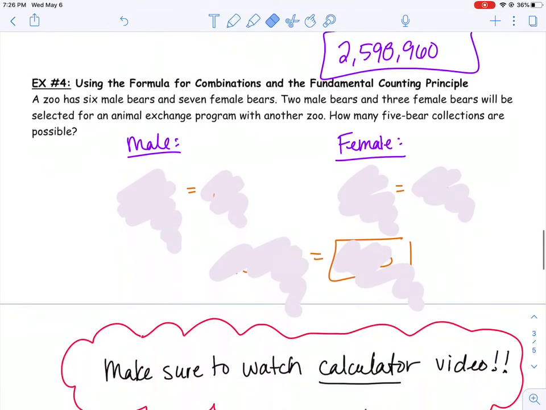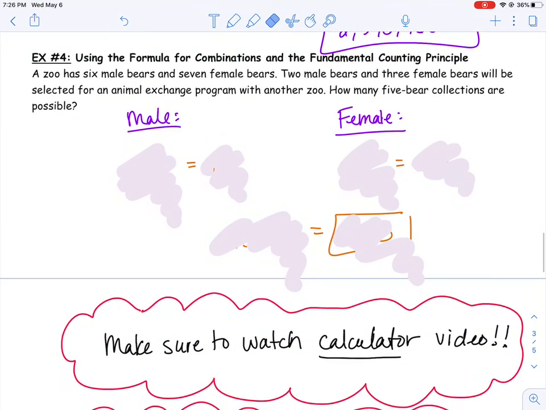All right, the last example we're going to look at here is a little bit different, so stay with me. It says here, a zoo has 6 male bears and 7 female bears. 2 male bears and 3 female bears will be selected for an animal exchange program with another zoo. How many 5-bear collections are possible? So we have to first think, if we have male bears and female bears and we want to pick some of them to go to a zoo, does it matter how you put them in the cage or bring them to the zoo? Isn't it still the same bears no matter what order? And so this would be another example of a combination.